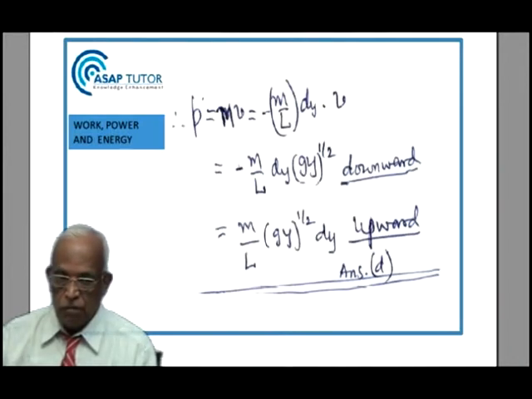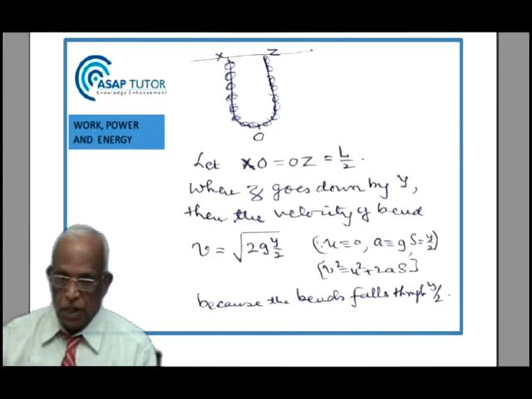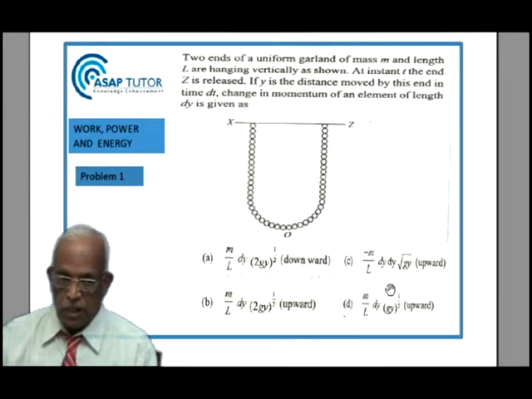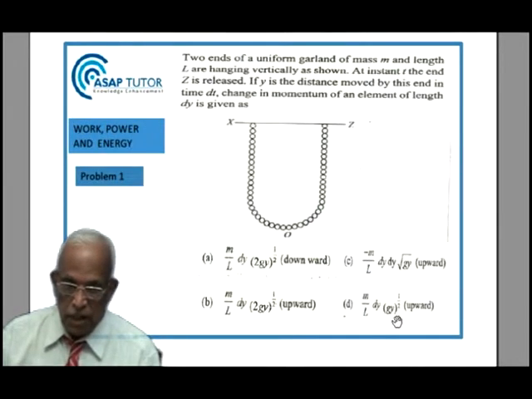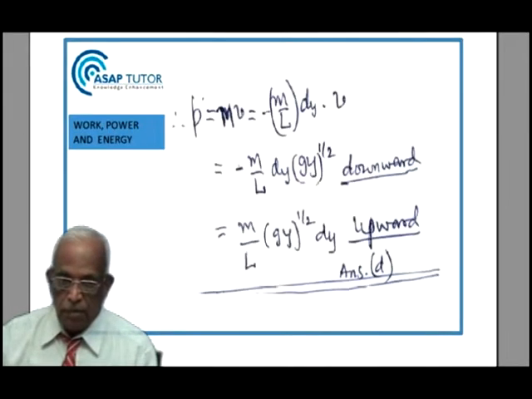So the answer is going to be D for you. Check the answer D and you will get it there. D: m by L dy (gy) raised to half. That is problem number 1.